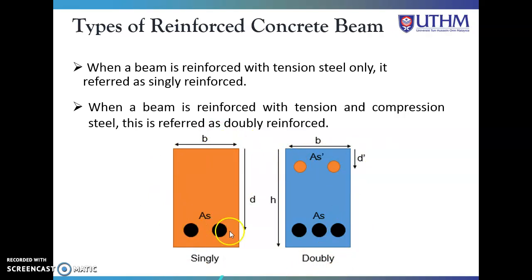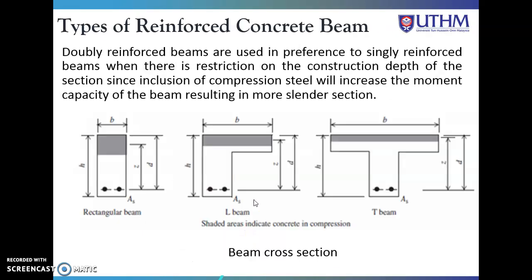So kalau singly dia hanya ada tension steel. Okay, you can see here this is a tension steel. But for doubly reinforced ataupun doubly RC, okay, RC beam is they will have a compression steel and also the tension steel. So ini adalah summary daripada yang kita belajar sebelum ni.